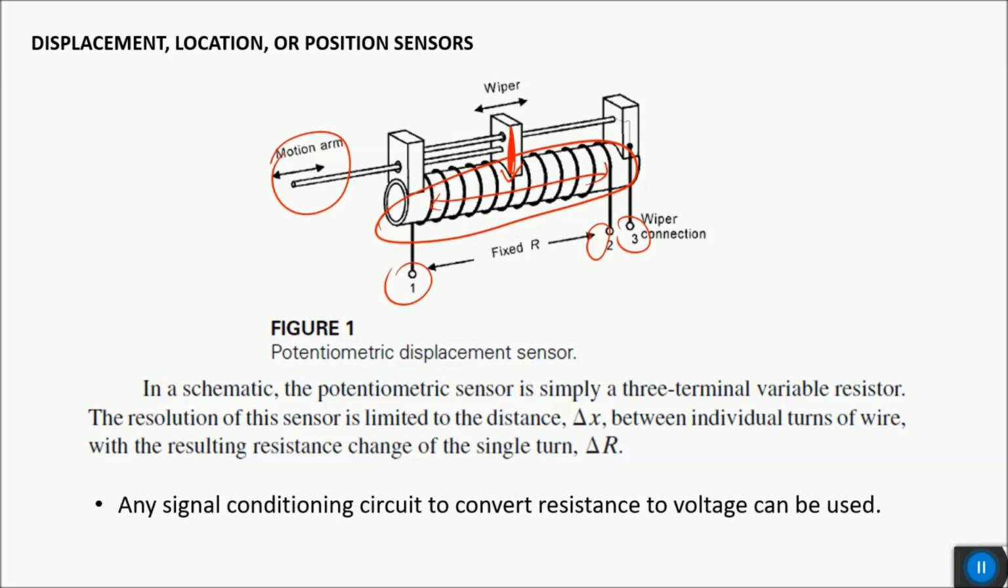This means that any signal conditioning circuit that converts resistance into voltage can be used for this purpose. We have discussed those circuits in detail, and we have to consider the self-heating power dissipation for any type of resistive sensors, which we have also covered.